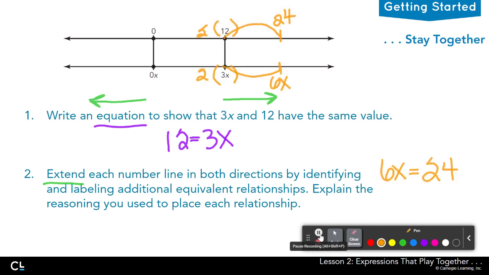Here's my first example. Notice what I did. I multiplied both the top and the bottom, so both sides of the equation, by the same number. I multiplied them by 2. 3x times 2 gives us 6x, and 2 times 12 gives us 24, which means that 6x also is equal to 24, hence my equation to the right.